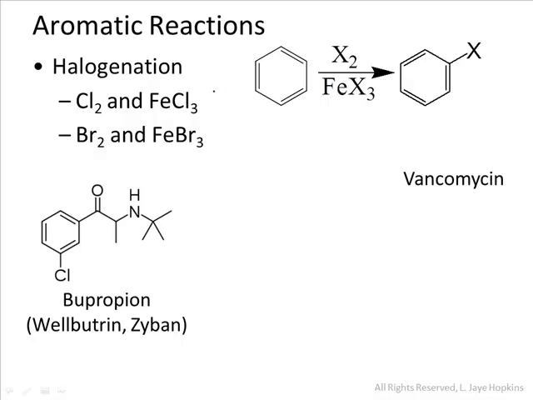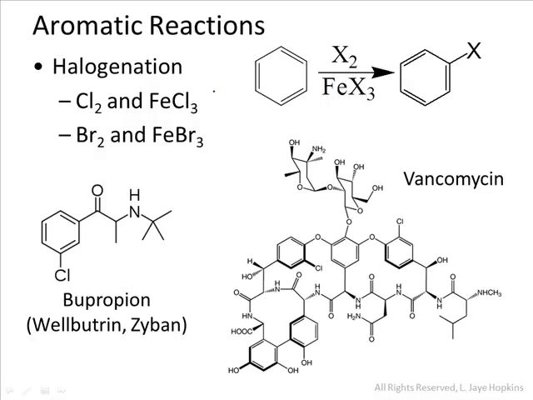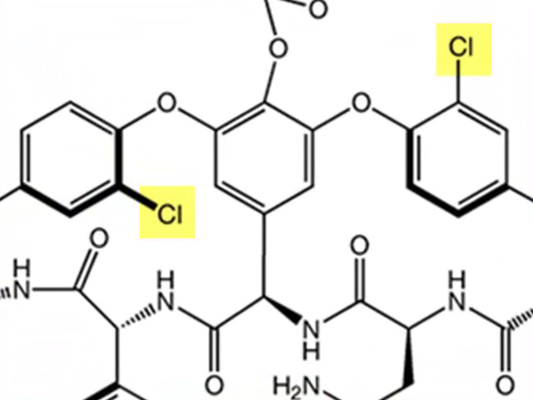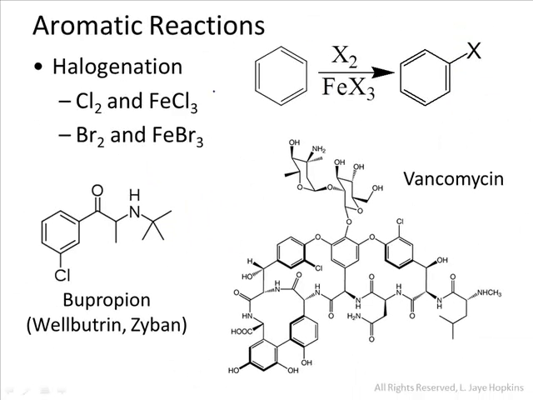Other important medical compounds like vancomycin, the famous antibiotic, also involve chlorine on benzene rings. But the difference is that vancomycin is a much more complex molecule. Still, as you look at it, you can notice several benzene rings, including 2 of them that have the chlorine atom attached. So halogenation is an important chemical reaction in many industries, especially in pharmaceuticals.